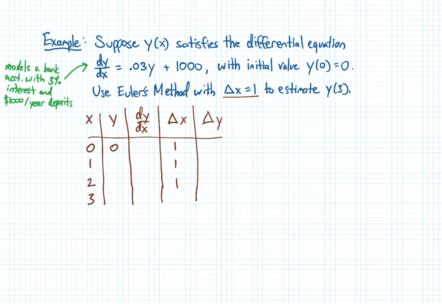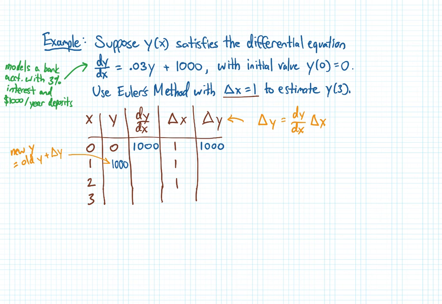For this first dy dx entry, we would use the differential equation and plug in the x and y values to get dy dx. In this case, the differential equation only depends on y and not on x, and so we would just plug in the y value. And so when we plug in y equals 0, we would get dy dx is equal to 1,000. And now we can use that to calculate delta y using the formula that delta y is equal to dy dx times delta x. So in this case, that's 1,000. And now we can calculate the next entry in the y column using the rule that the new y should be the old y plus delta y.